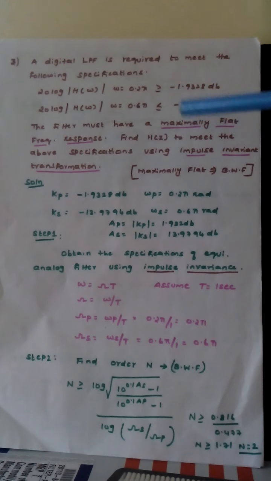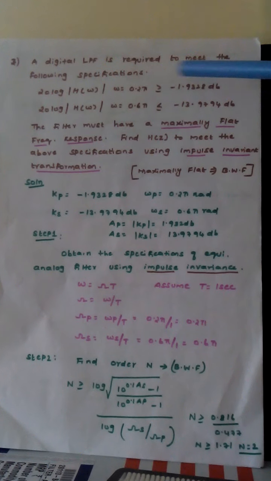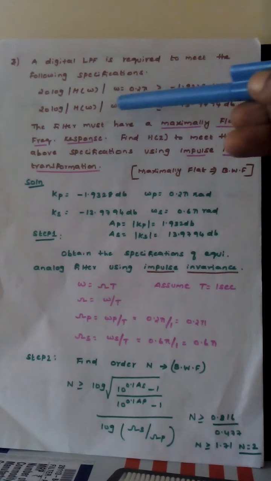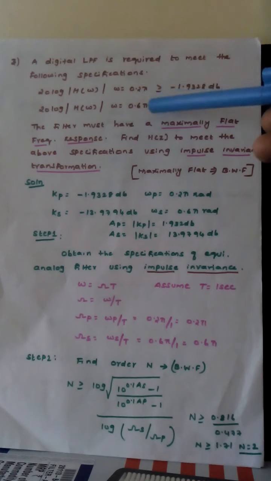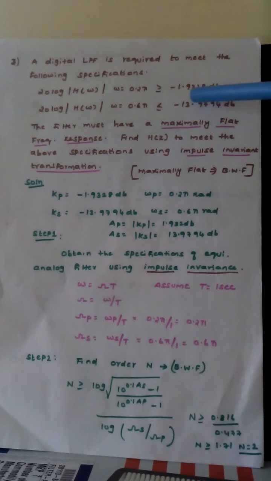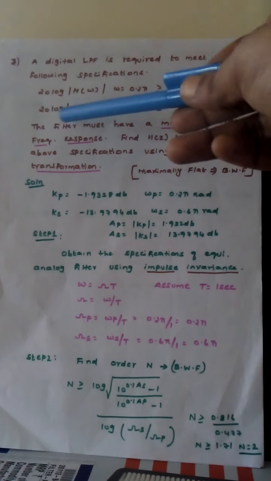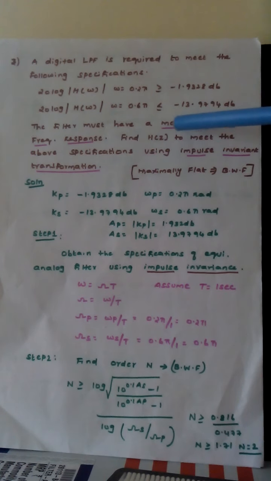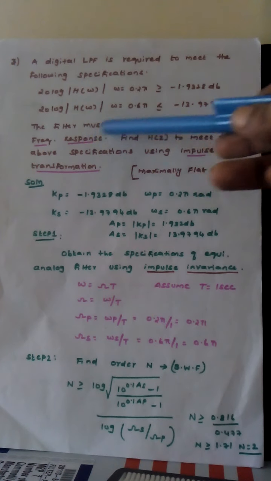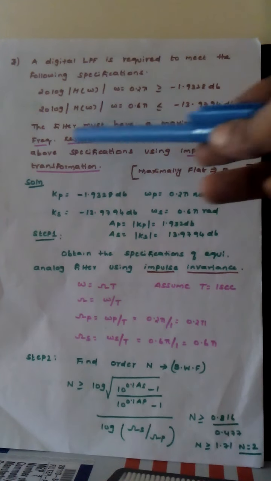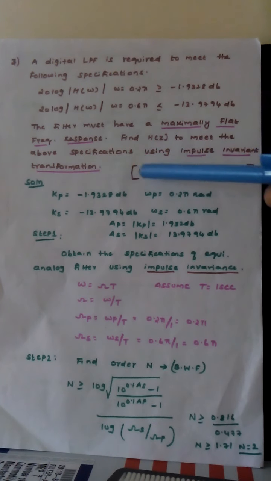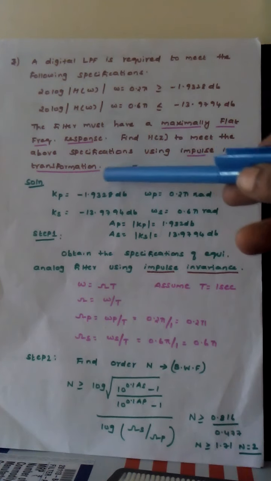The second problem: a digital LPF is required to meet the following specification. 20 log of H of omega, where omega equal to 0.2 pi, is greater than minus 1.9328 decibel, and 20 log of H of j omega, omega is 0.6 pi, is less than or equal to minus 13.9794 decibel. The filter must have a maximally flat frequency response. Find H of Z to meet the above specification using impulse invariant transformation.